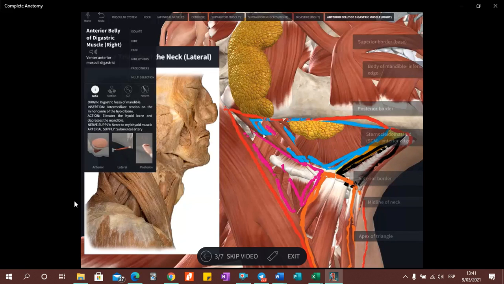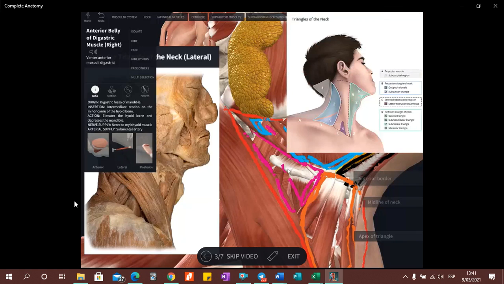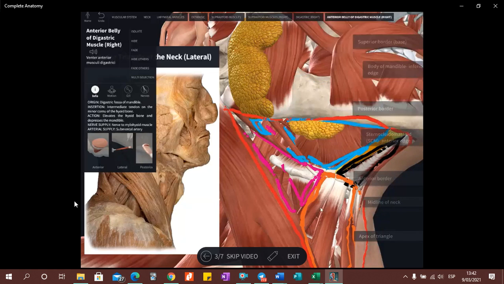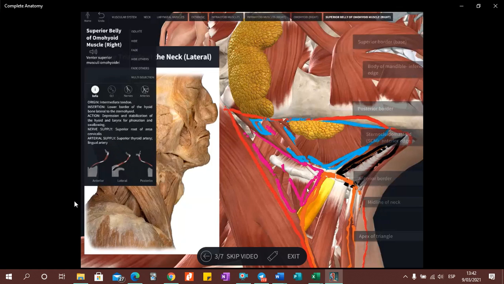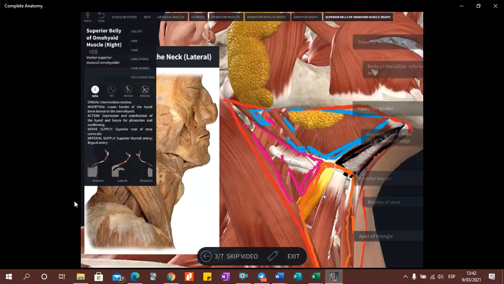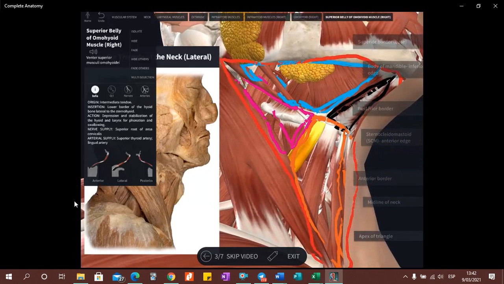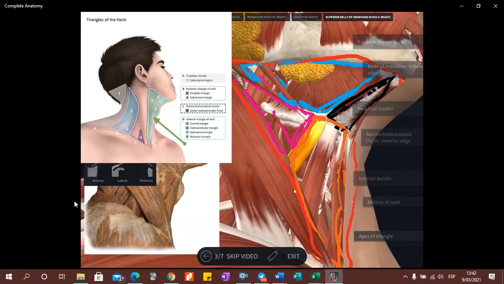The carotid triangle here is outlined in pink, and you can see that it has a border of the posterior belly of the digastric, the anterior border of the sternocleidomastoid, and the superior belly of the omohyoid right here. And then last but not least, you have the muscular triangle, which has a boundary here in the midline of the neck, the sternocleidomastoid muscle, and also the superior belly of the omohyoid.